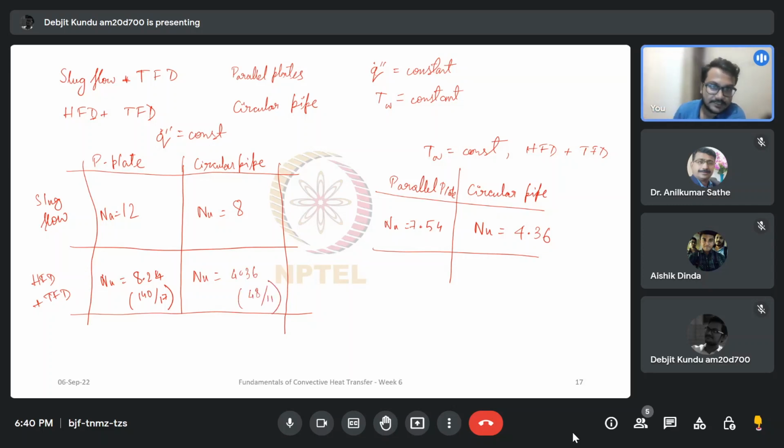So this summarizes the 6 cases which were considered in the lectures of week 6, and these Nusselt numbers are actually determinants of the heat flux conditions. Once again, I would reiterate something I said earlier: these are all pure numbers, totally independent of the Reynolds number and the Prandtl number.